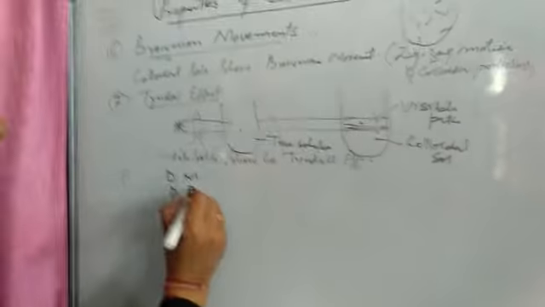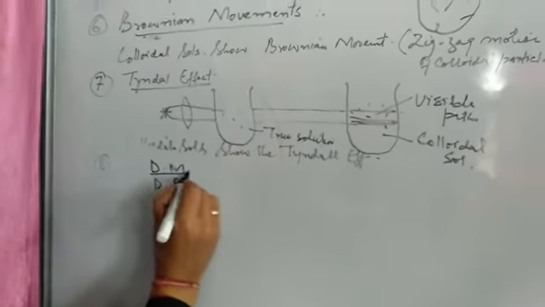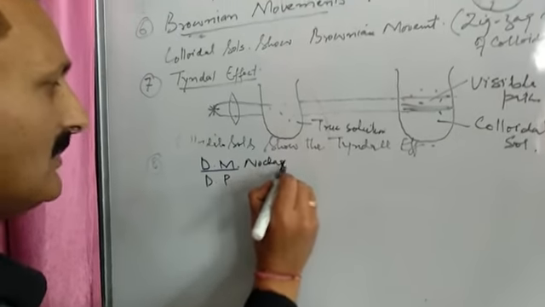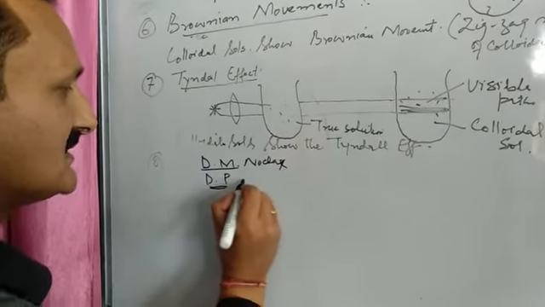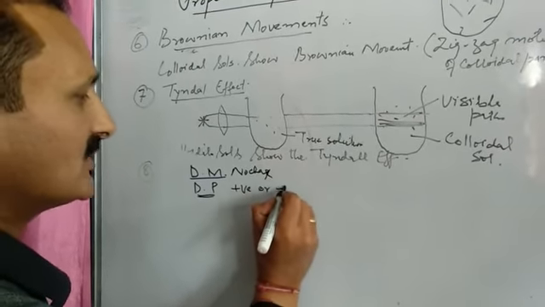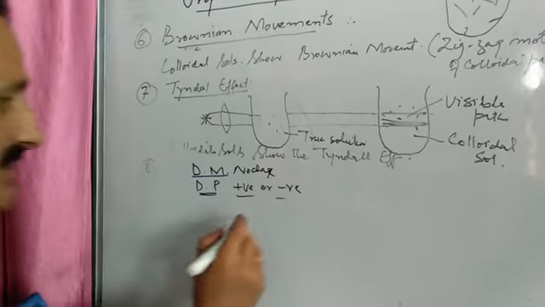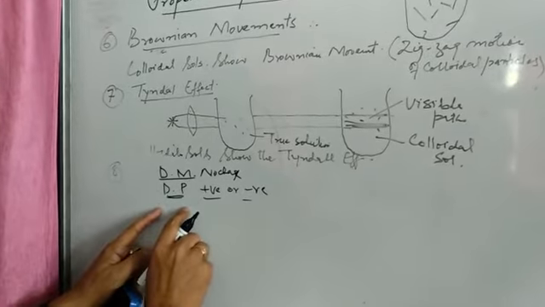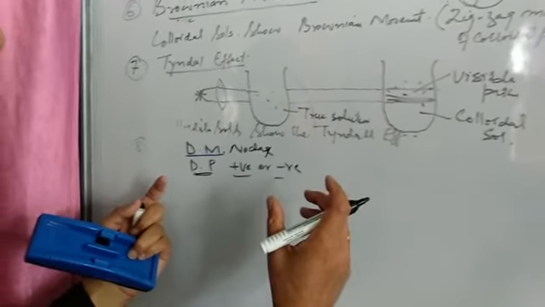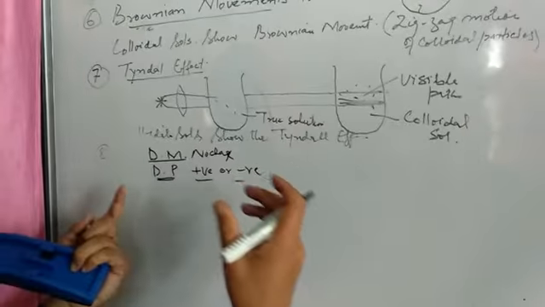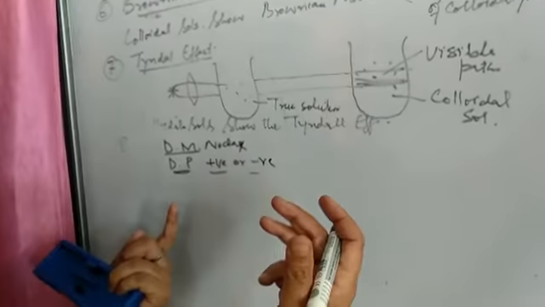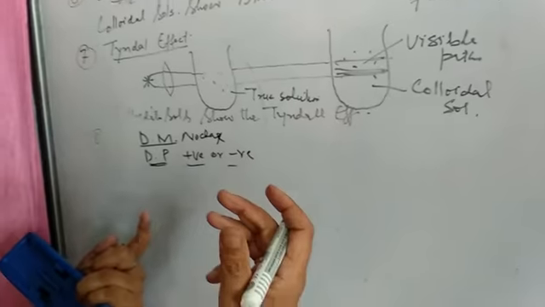As far as dispersion medium is concerned, it has got no charge at all. But our dispersed phase has either positive charge or negative charge. So depending upon the charge of the dispersed phase, there are positive colloidal solutions and negative colloidal solutions. So we have positive colloidal solutions and negative colloidal solutions as well.